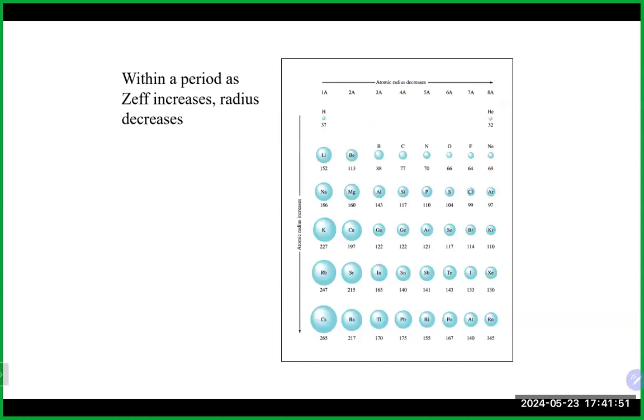So the Z effective increases to the right. So even these guys here with those outer electrons are going to find themselves being pulled in closer, and that's going to make the overall size of that atom smaller.